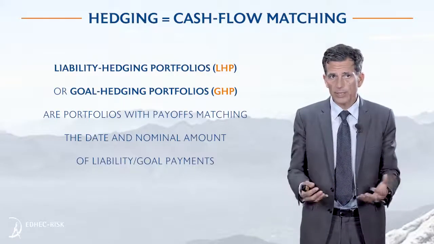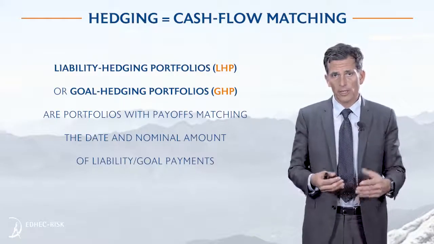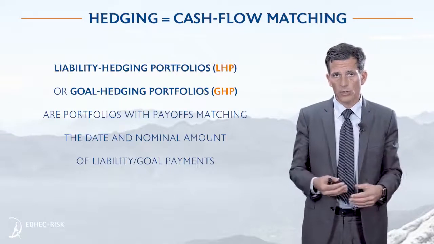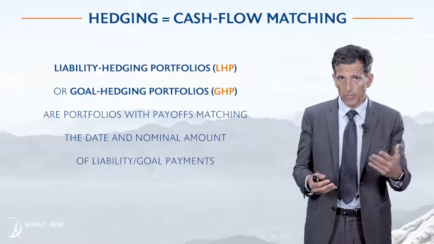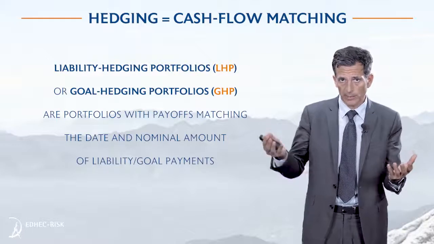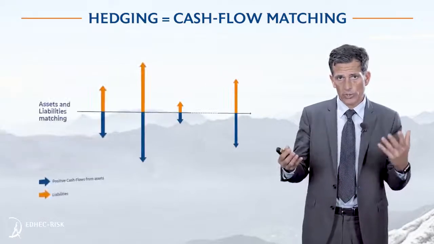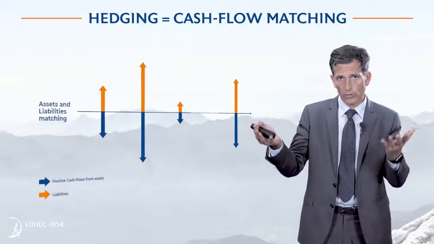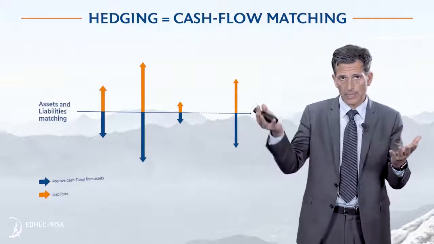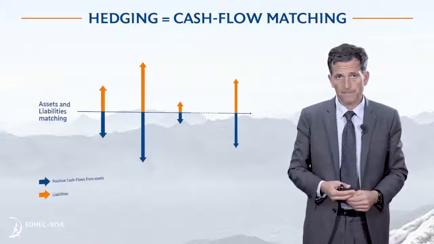Now, how do we do this? Well, more often than not, we invest in nominal bonds or sometimes real bonds, inflation-linked bonds, if the liabilities are inflation-linked. And we do so in such a way as to match the cash flows on the liability side and on the asset side.